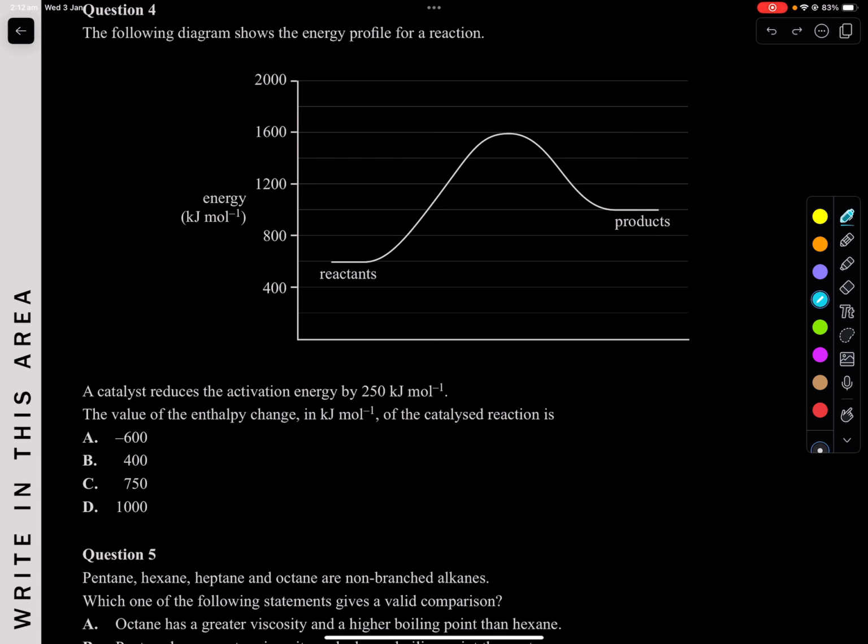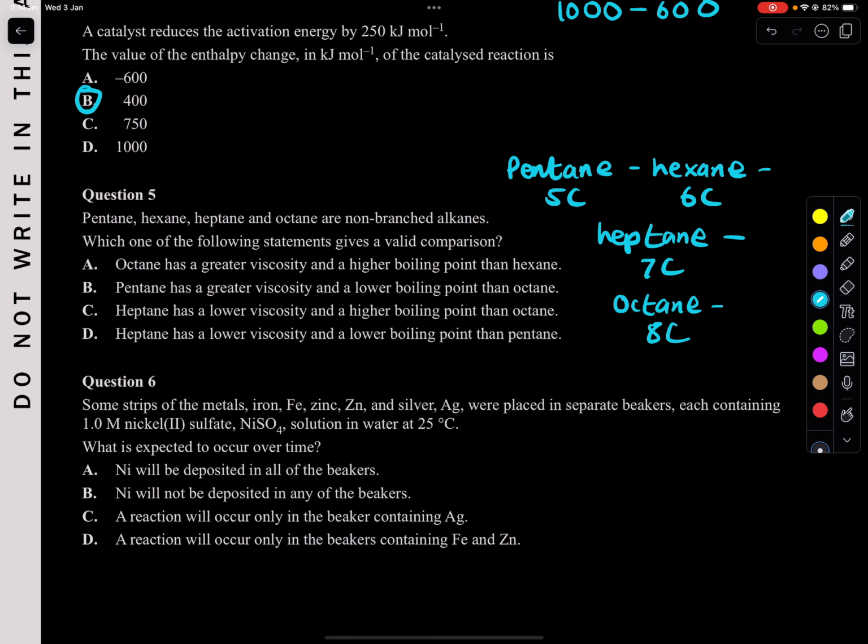So let's start from the lowest. What is the lowest in this case? It's pentane, because pentane is 5 carbons. Next one is hexane, which is 6 carbons. Going to heptane, which is 7, and octane, which is 8 carbons. Perfect. So remember, the higher the carbon chain, the higher the boiling point, and pretty much the higher the viscosity. Remember, viscosity is the rate of flow.